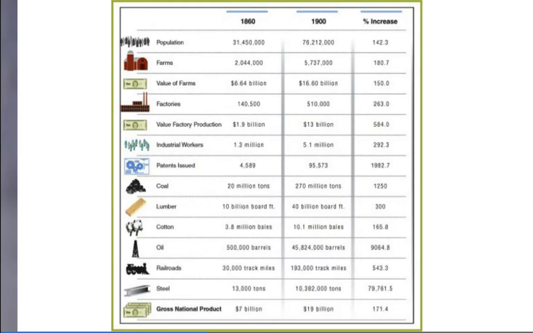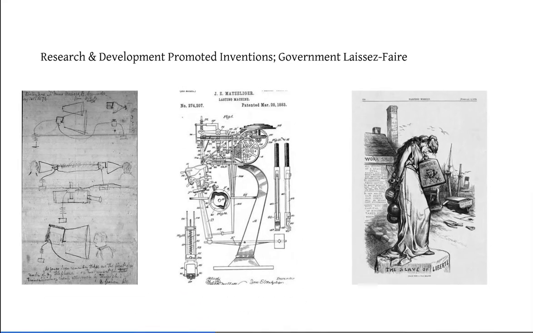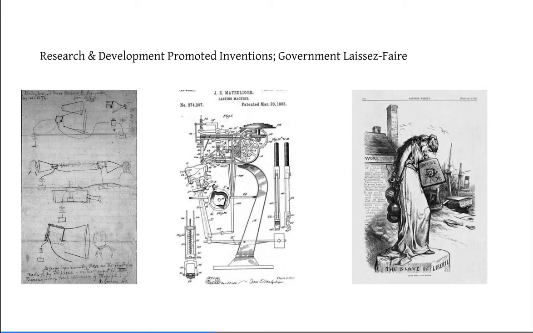We look at the way the American economy was changing. Between 1860, at the beginning of the Civil War, to 1900, there were massive increases in the number of patents, a lot of research and development, a tremendous increase in the amount of oil, a tremendous increase in steel production, and a tremendous increase in other economic indicators as well. As far as research and development, this was prompted and assisted by a government dedication to laissez-faire capitalism. In other words, leave business alone.